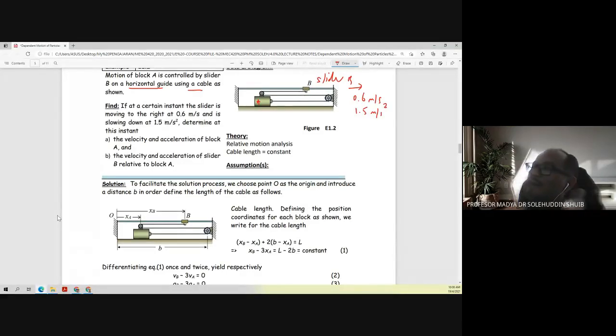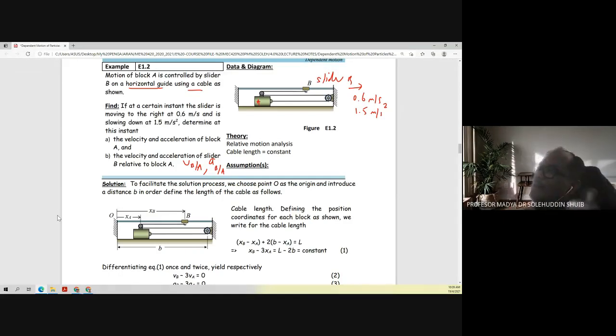So you need to find the velocity and acceleration of block A, and then the velocity and acceleration of slider B relative to A. We need to find the velocity of B relative to A, and the acceleration of B relative to A. So you need to recall the theory you have learned before, which is relative motion: B relative to A, B minus A.